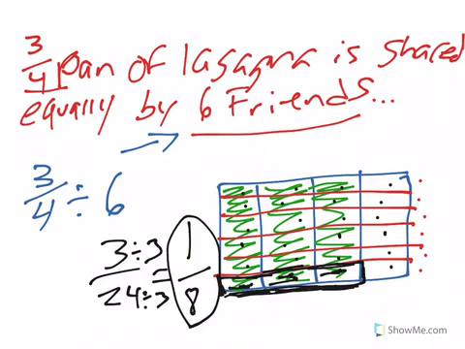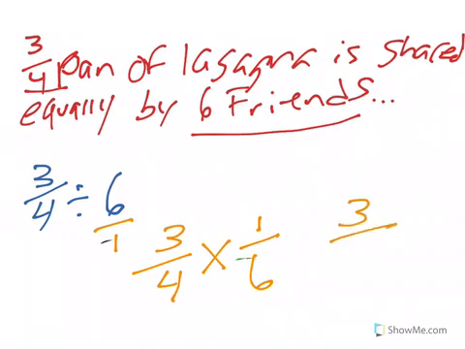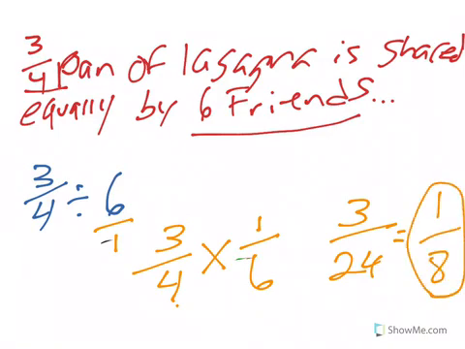That is, again, the visual model. Let's look at that using the keep, change, flip model. Okay, we're going to keep the 3/4 the same. We're going to change division into multiplication. We know that a whole number is a fraction. It's 6/1, right? Because 1 goes into 6 times. So we're going to flip that and make that 1/6. 3 times 1 gives us 3. 4 times 6 gives us 24. And we know we can simplify that into 1/8. Make sure we do simplify.